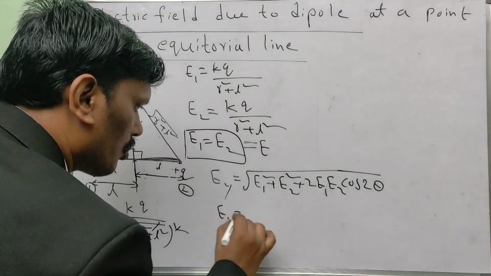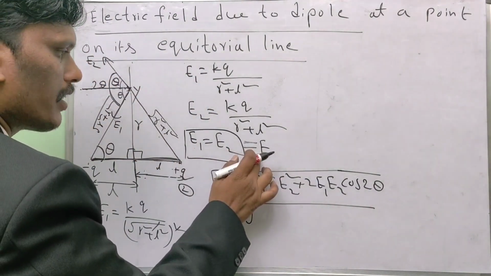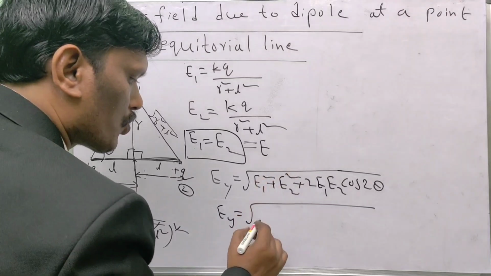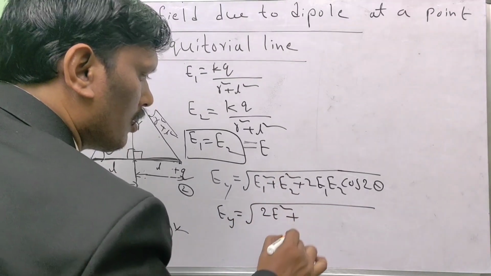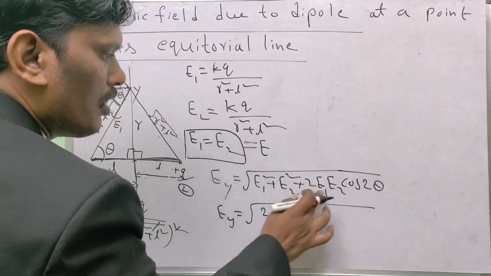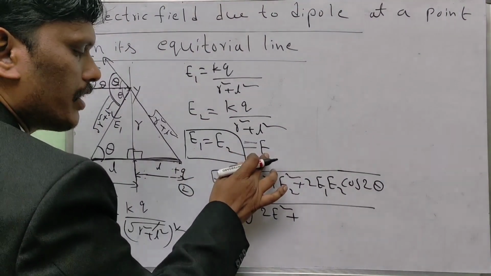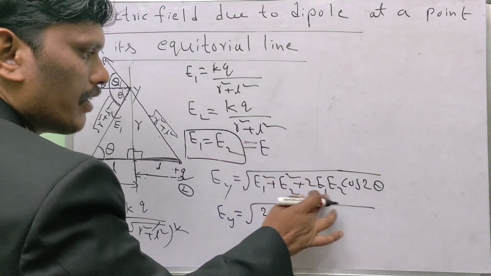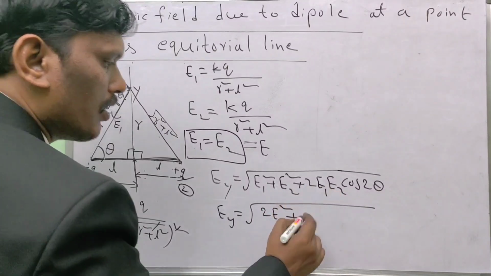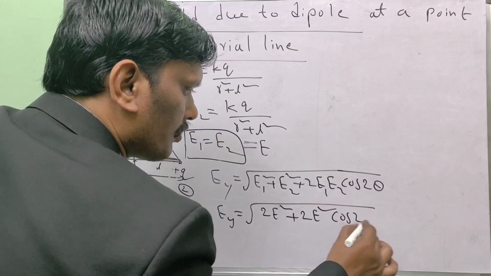Now Ey is equal to, E1 and E2 both are equal now. That is, I am going to consider E. That's why E square plus E square, 2E square, plus 2 E1 into E2, 2 into E. Why? Because E1 and E2 both are equivalent to E. Both are same and I consider them as E. Then E1 into E2 means E square. So 2 into E square cos 2 theta.